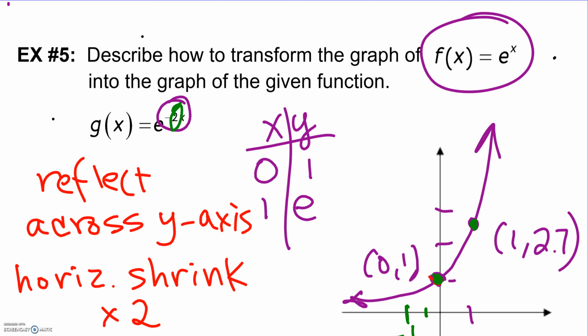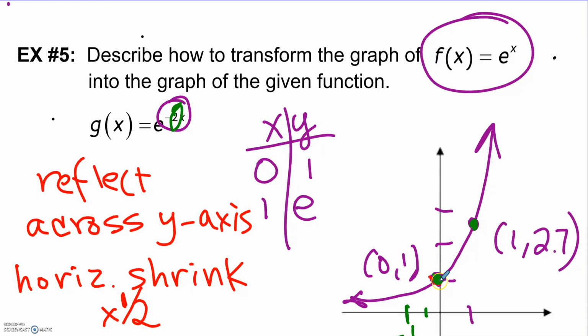So let's pick up down here where we're talking about the horizontal shrink, and I had put that it was times 2, but remember, whatever your b value is in front of the x there, you take the reciprocal of that, and that's the actual horizontal shrink factor. So really the horizontal shrink is not times 2, but it's by a factor of 1/2. So let's look at how that applies to our graph over here on the right.